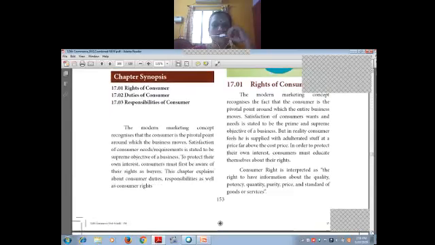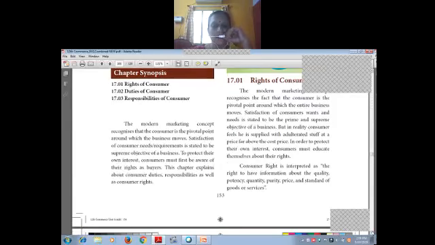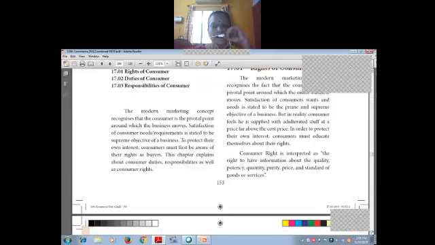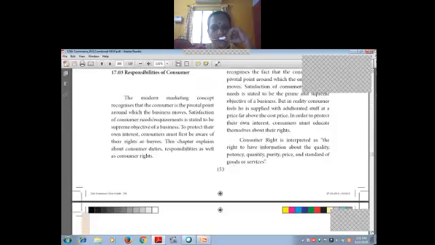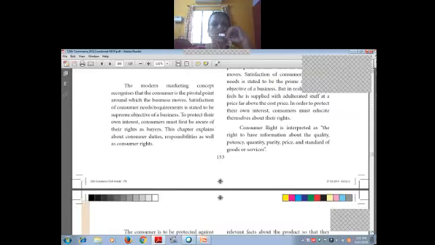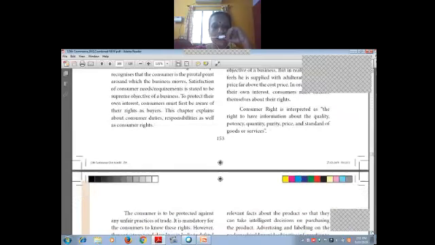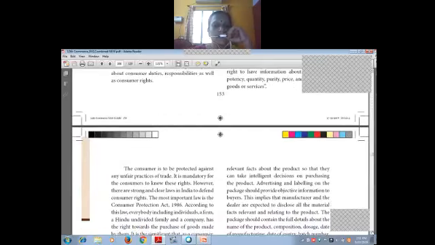See, nowadays the consumers are getting adulterated products at an unfair price, isn't it? So to protect themselves, they should educate themselves and know their rights. The consumer right is interpreted as the right to have information about the quality, potency, purity, quantity, price, and standard of goods or services. So whatever they are getting, they should know about the quality, purity, and quantity of their products. That is very much important.